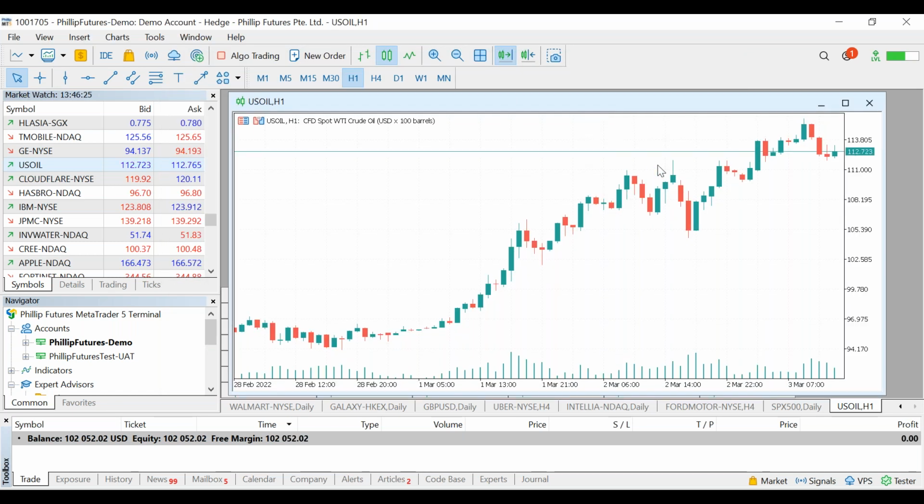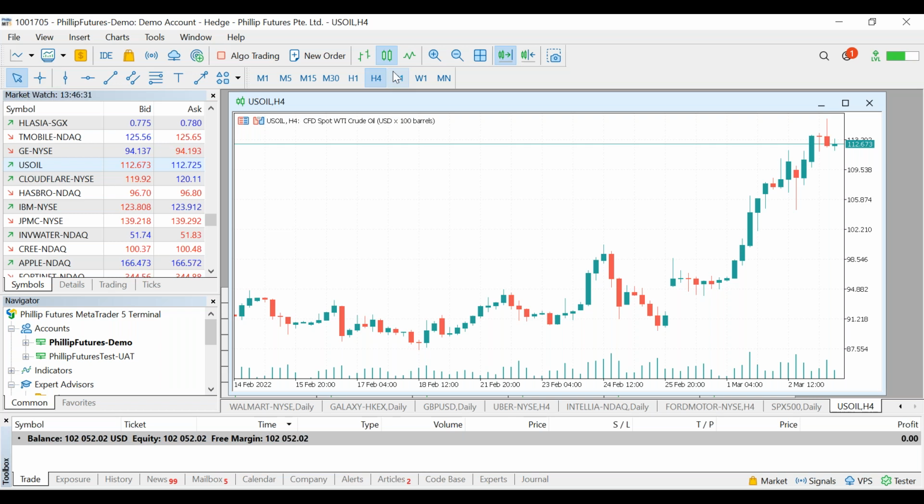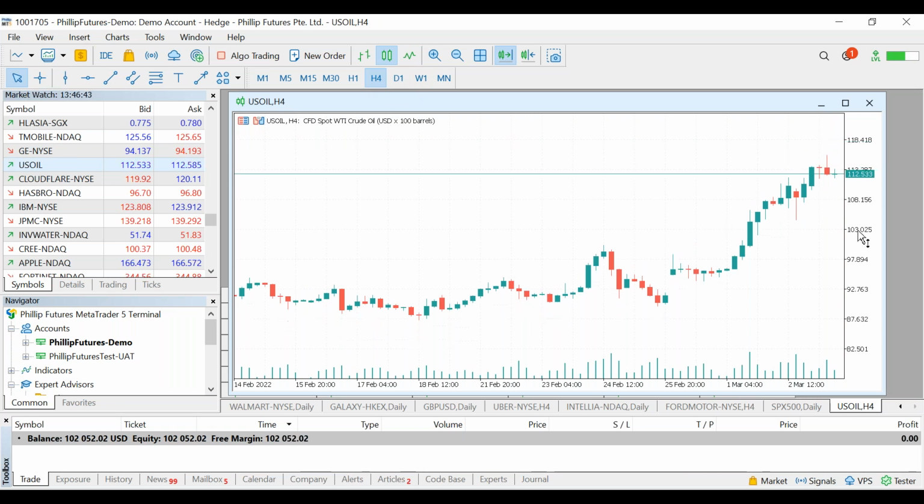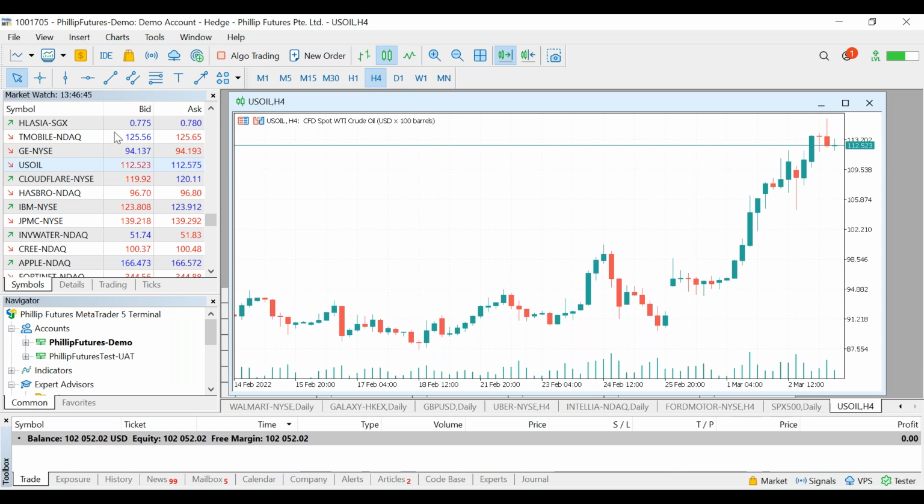You can also play around with the different time frames here. We have the hourly time frame, 4-hourly time frame, daily time frame. So this is how you can play around with the time frame. Let's say if you're looking to play some technical analysis, this is where you can find the tools for you to draw some lines.